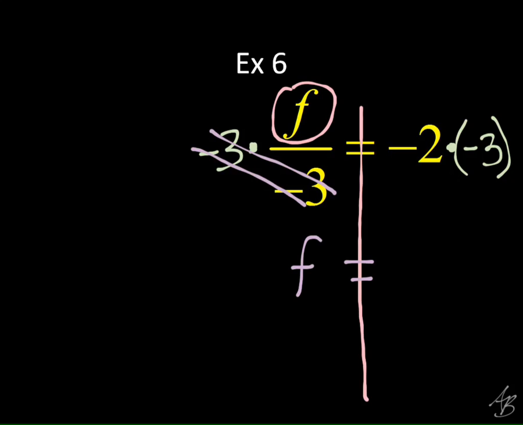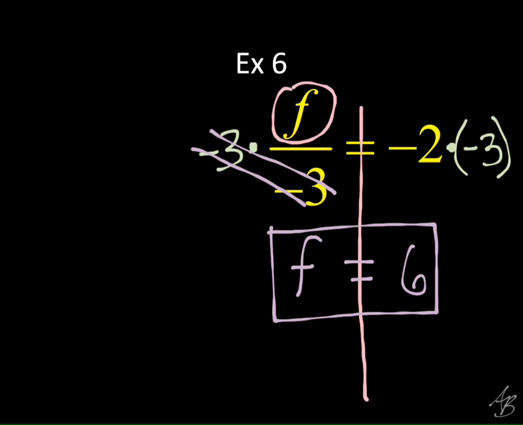And on the right side, we have negative 2 times negative 3. What's 2 times 3? 6. Okay, what's a negative times a negative? Positive. Negative times a negative is positive, so that's going to be a positive 6.